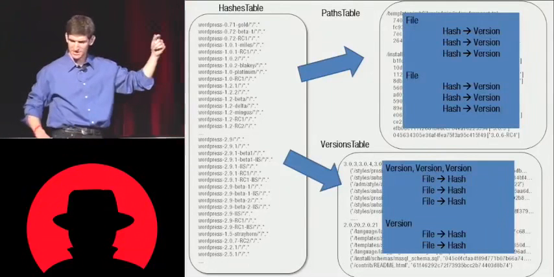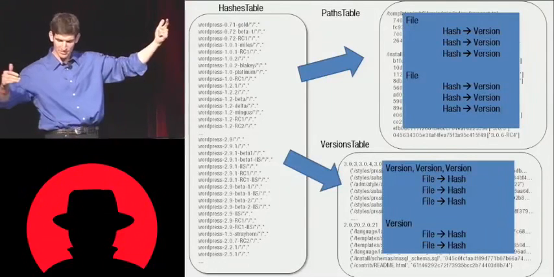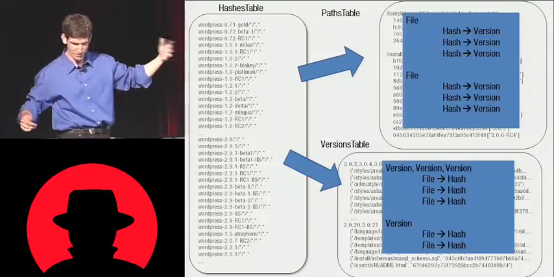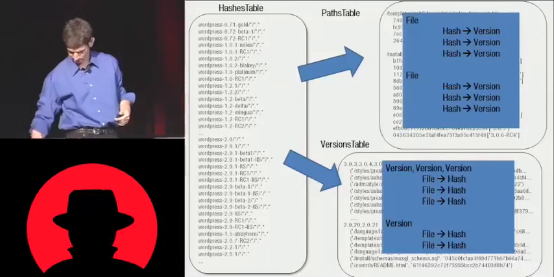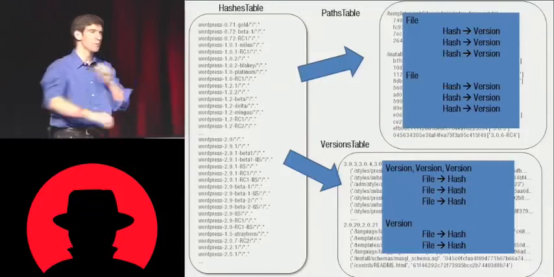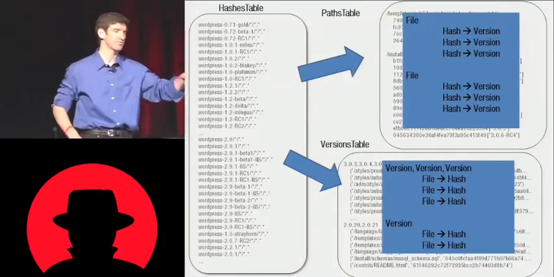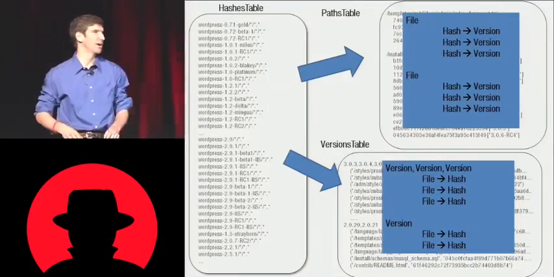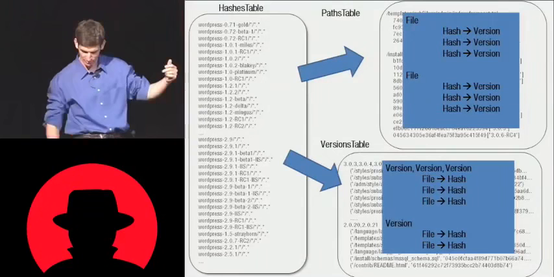The paths table is keyed by file, and the values are hash to version mappings. And the versions table is versions and their file to hash mappings. Currently, we're doing MD5. We want to do some sort of deeper, cooler stuff with this, but we've gotten good results with straight-up cryptographic hashing so far. So the rest of this stuff is future work. Hopefully, we'll get to that.